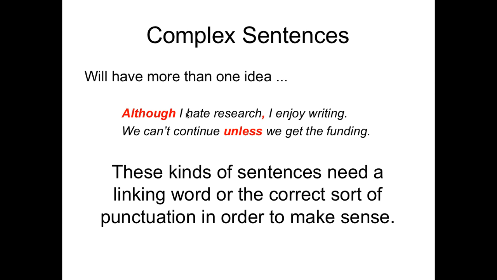If we really break it down and decode it in a sense, you've got a subject, I. Hate is your verb, your predicate. Research. This is a complete thought. I hate research. This is also a complete thought. I, subject. Enjoy is the verb or the predicate, and the object is writing. So here we have two completely separate entities, ideas. So we can't just stick them together with a comma. We saw that in the previous slide. We need a linking word. All right. Here, again, we need a linking word to connect these two ideas.